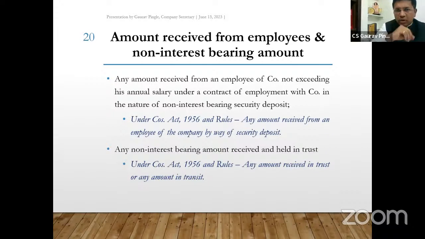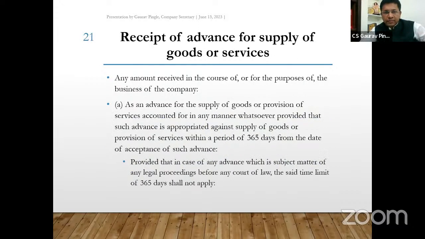So here it talks about any amount received from an employee, or a non-interest bearing amount. So not exceeding a salary. If we receive an amount from the employee, then it will be an exempted deposit. And non-interest bearing amount is basically an amount held in trust. So any particular transaction that a company does in trust, then the provisions will be applicable here.